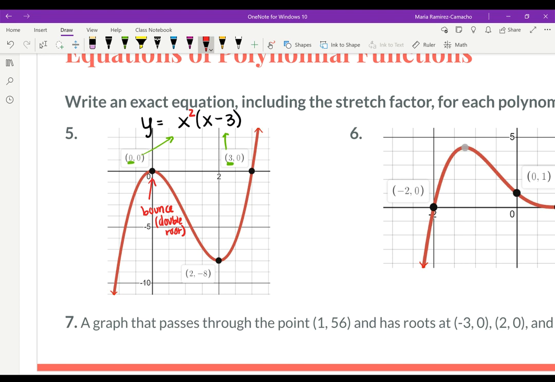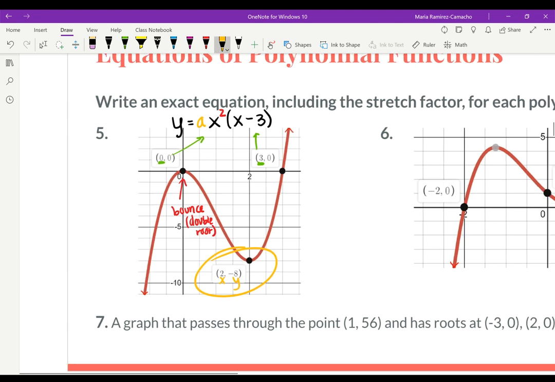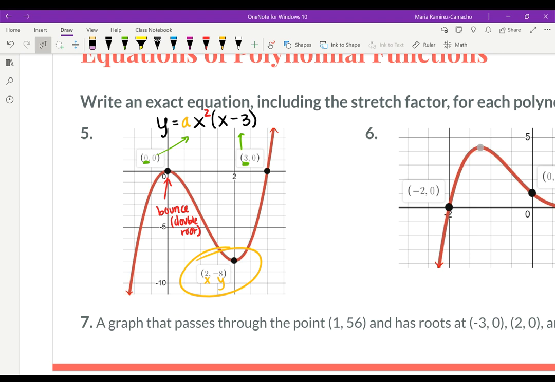We also have to account for a possible stretch factor. We did this in lesson 813, where we were writing in an a value and then solving for it by taking another point on the graph and plugging that in. And that's what we're going to do with the (2, -8). We're going to take that point, plug it in for x and y into this equation that we've made to find that a value. So I'll do that off to the left here.